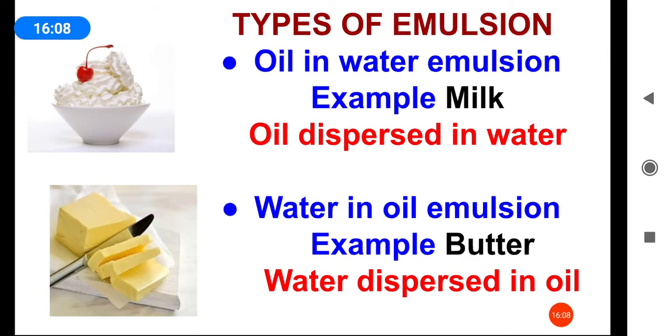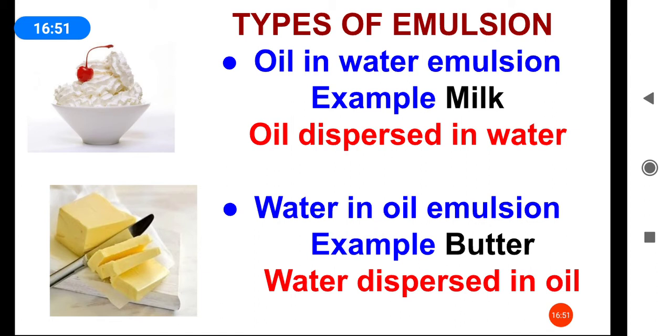Types of emulsion. Oil in water emulsions and water in oil emulsions are the two types of emulsions. Oil in water emulsion is the emulsion in which oil is present as the dispersed phase and water as the dispersion medium. Milk is an example of the oil in water type of emulsion. In milk, liquid fat globules are dispersed in water.